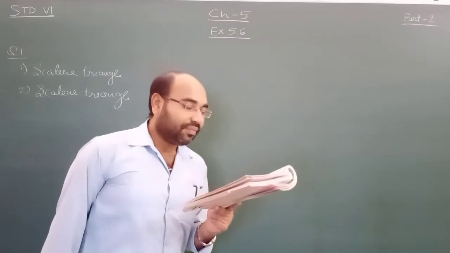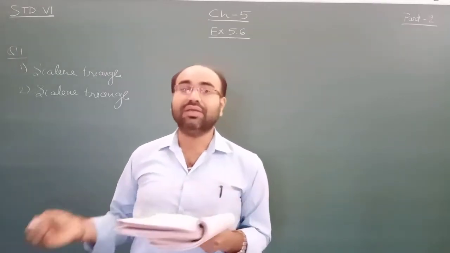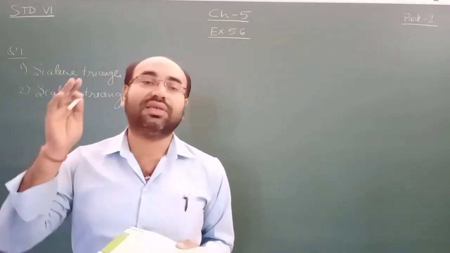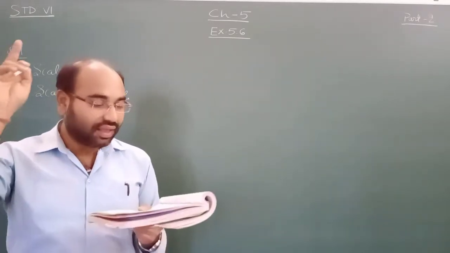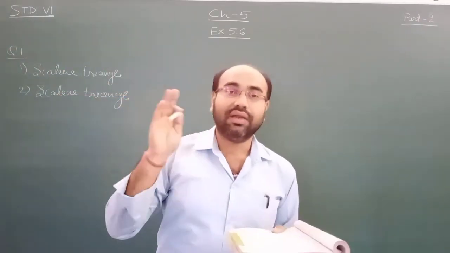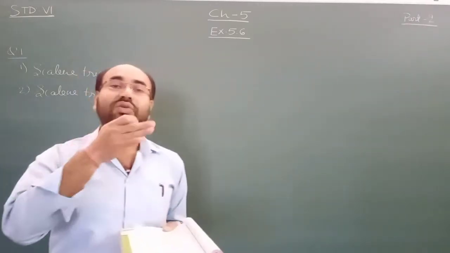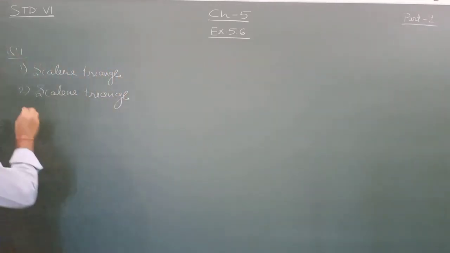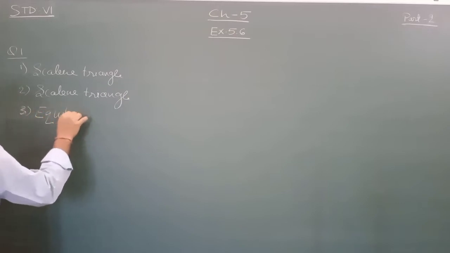Third one, triangle PQR such that PQ is equal to QR is equal to PR is equal to 5 centimeter. Means the measurement of all three sides is given as 5, 5 and 5. That is why I wrote them together: PQ is equal to QR and QR is equal to PR is equal to 5 centimeter. Means all three sides' length is 5 centimeter. So that triangle will be called an equilateral triangle.